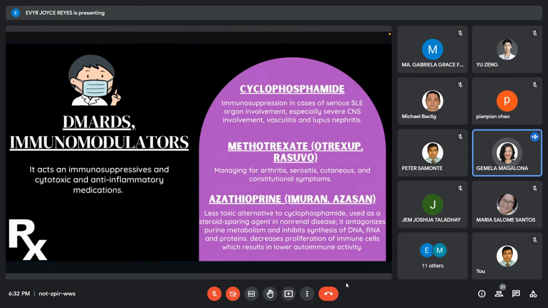DMARDs, disease-modifying anti-rheumatic drugs, act as immunosuppressive and cytotoxic anti-inflammatory medication. The specific agent selection is generally indicated by the patient's organ involvement and disease severity. We have cyclophosphamide, methotrexate, and azathioprine. Cyclophosphamide is reserved for severe organ-threatening disease, and methotrexate and azathioprine can be helpful for milder arthritis or skin disease.